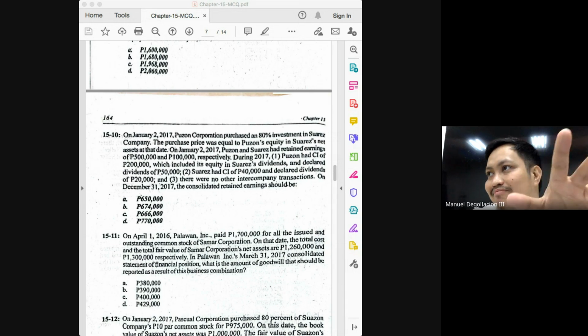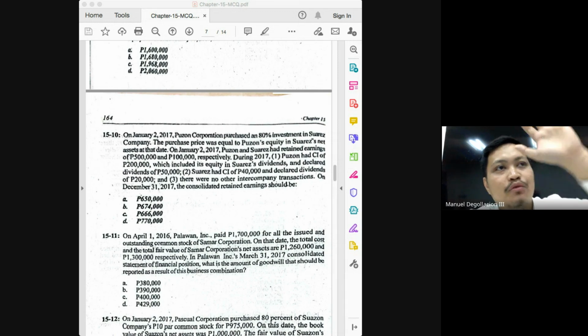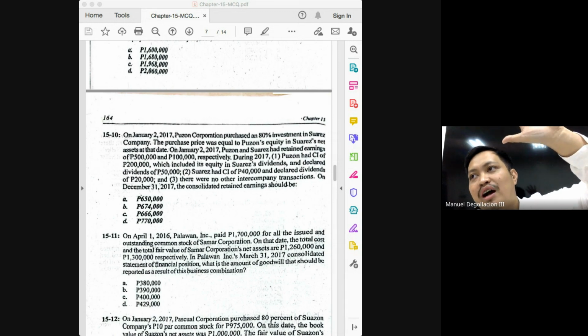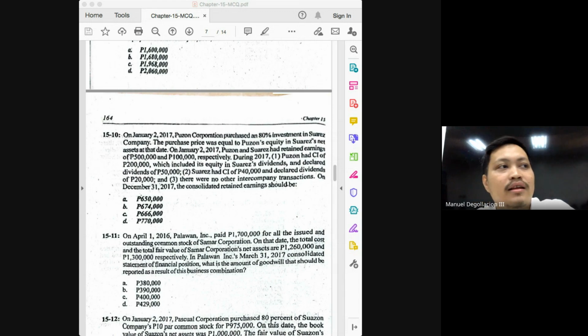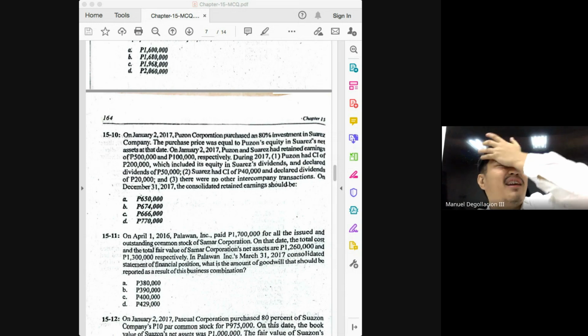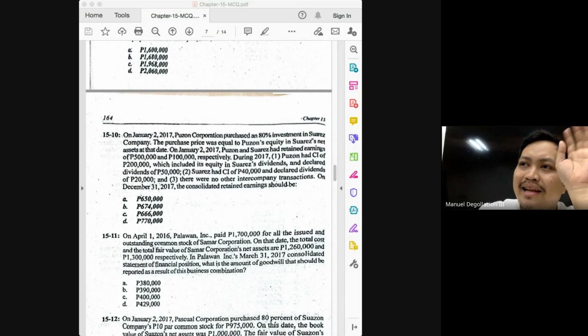Going back. We've gone through these 5 things just for us to come close to getting the ending RE, class. Why am I saying we're just getting close? Because we still need one more thing. Do you follow? Beginning RE. How much was the beginning RE? 500. Then add the consolidated income attributable to the parent in the amount of 216,000.